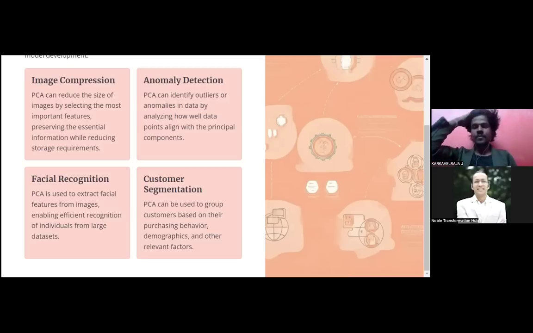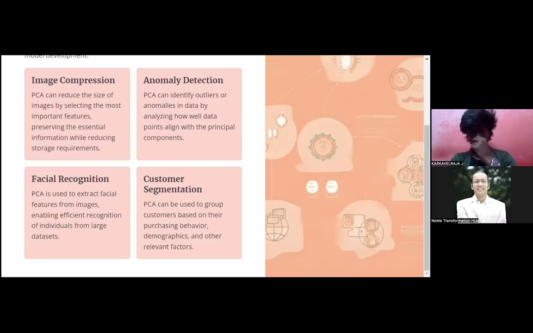In image compression, it helps by selecting the most important features, preserving the essential information, and reducing storage requirement. As I said, a zip file. You can relate it because you might have done it a couple of times. It will do such kind of behavior, but it is different. It's not that, but kind of. We also compress the data, right? So zip is all about that.